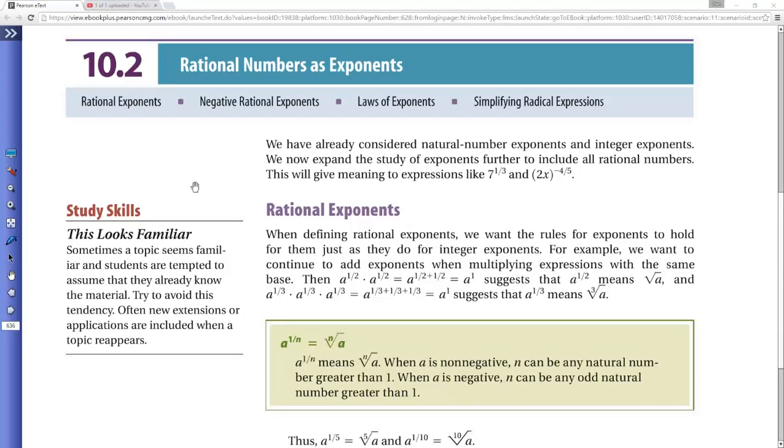Chapter 10, Section 2, Rational Numbers as Exponents. Like I indicated a little bit in the last lesson, we're going to get rid of these radical symbols and use exponents to deal with this, which is going to open up a lot of doors for shortcuts, and we can use our exponent rules, which can simplify a lot of things for us, or allow a lot less steps to get to solutions or simplified expressions and stuff like that.